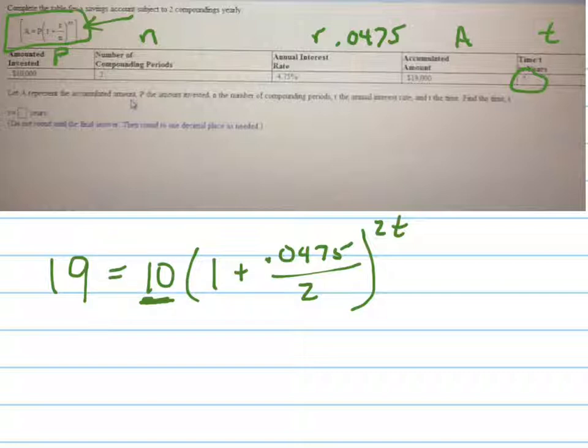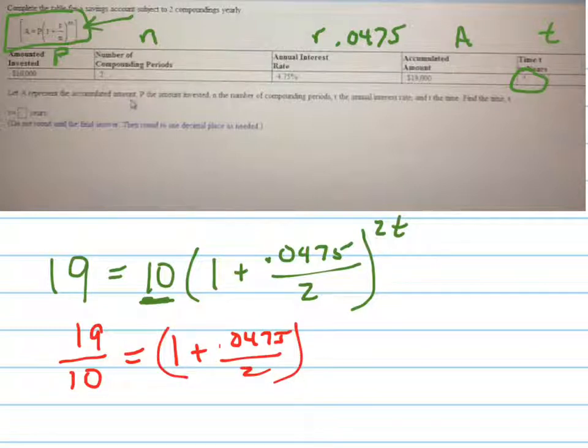Because all I'm going to do now to solve this is I'm going to divide. So even if it was 10,000 or 19,000, it doesn't matter. When I divide it, it's just going to be 19 over 10, right? Because the thousands would cancel out. Equals 1 plus 0.0475 over 2 to the 2t.